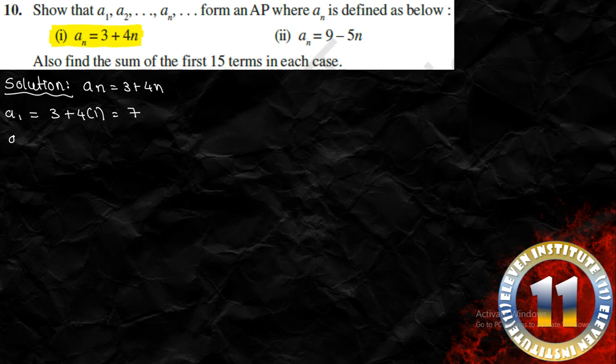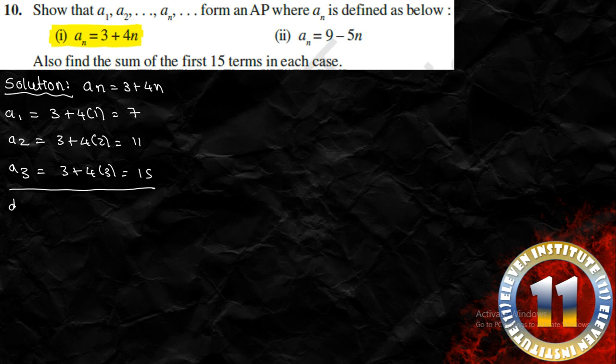Now we have a2. So that will be 3 plus 4 multiplied by 2. 4 2s are 8, 8 plus 3 will give you 11. Similarly, we have a3. So a3 is 3 plus 4 multiplied by 3. So 4 3s are 12, 12 plus 3 is 15. So this will definitely form an AP. 7 plus 4 is 11, 11 plus 4 is 15. Because each and every time 4 is getting added over here. Right. So again, we will prove that this forms an AP.